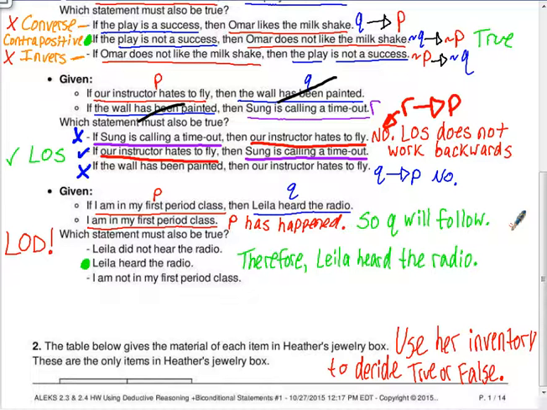And finally, the last one says if the wall has been painted, then our instructor hates to fly. In other words, that's the converse of the first statement, and we cannot guarantee that the converse is logically equivalent to the original, just like we said in the previous question.